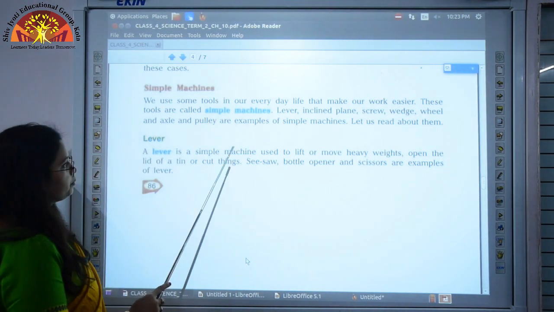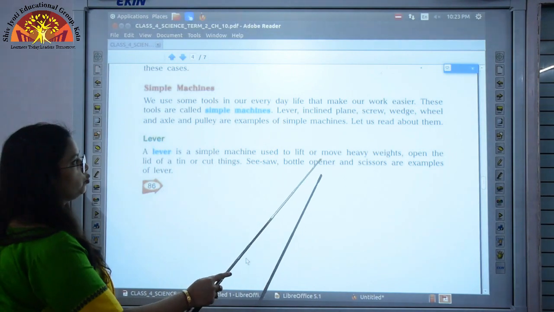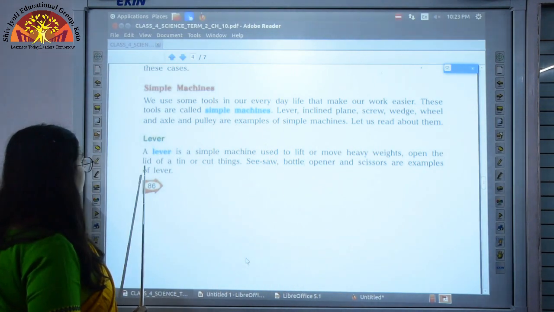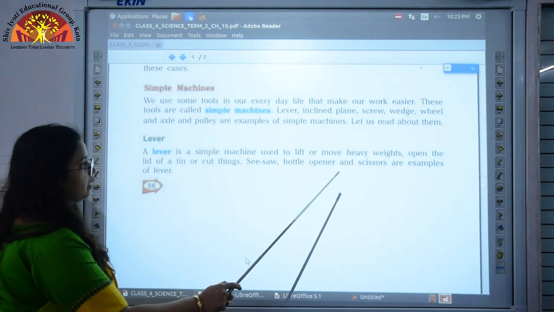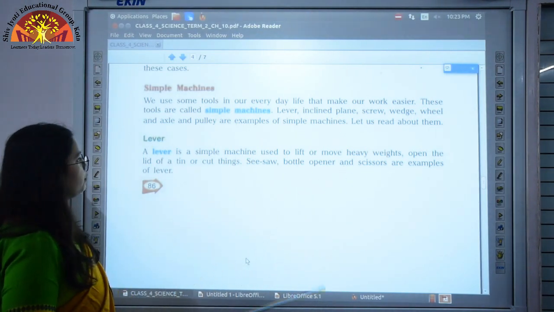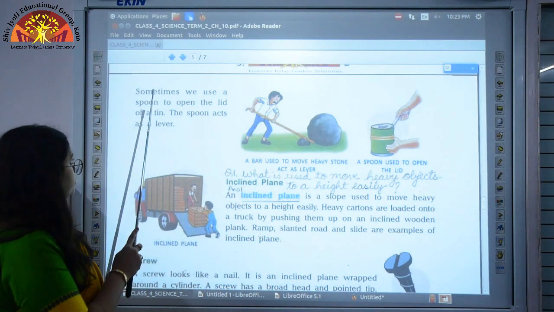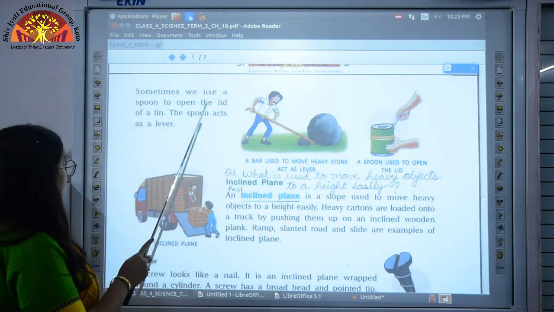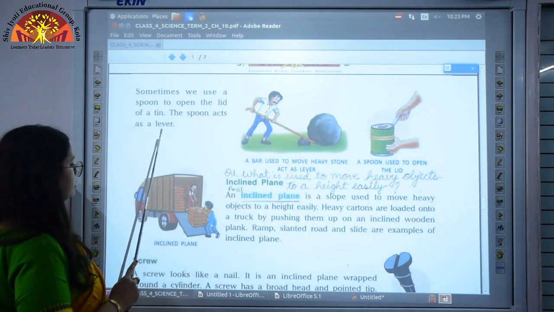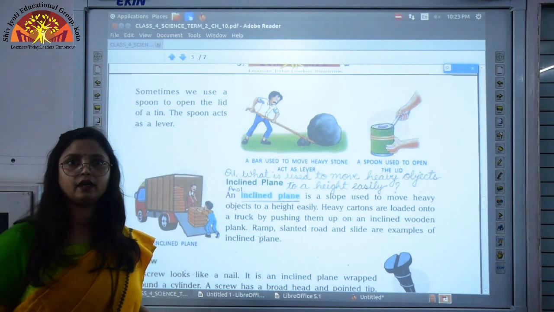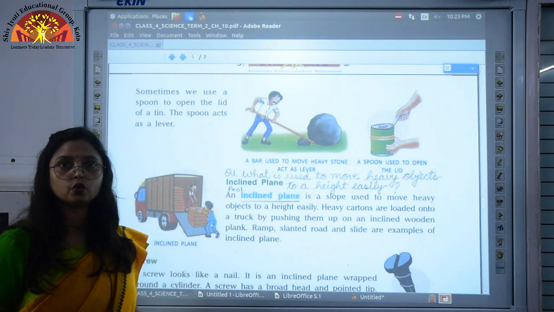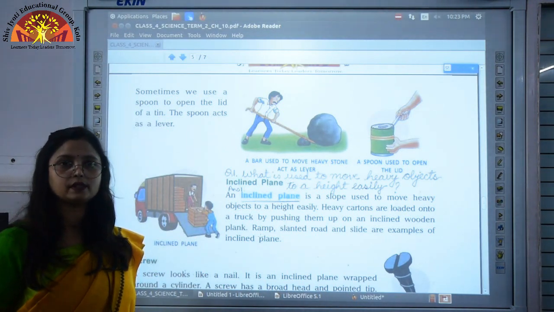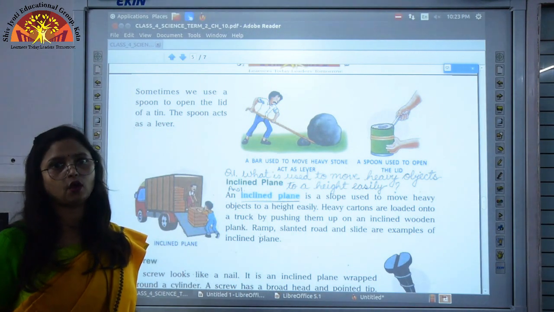A lever is a simple machine used to lift or move heavy weights, open the lid of a tin or cut things. Seesaw, bottle opener and scissors are examples of lever. Sometimes we use a spoon to open the lid of a tin. The spoon acts as a lever. So children, here lever is a simple machine which is used to lift heavy loads, to cut things, to open something. So all these tools which are used for such purposes are called lever.